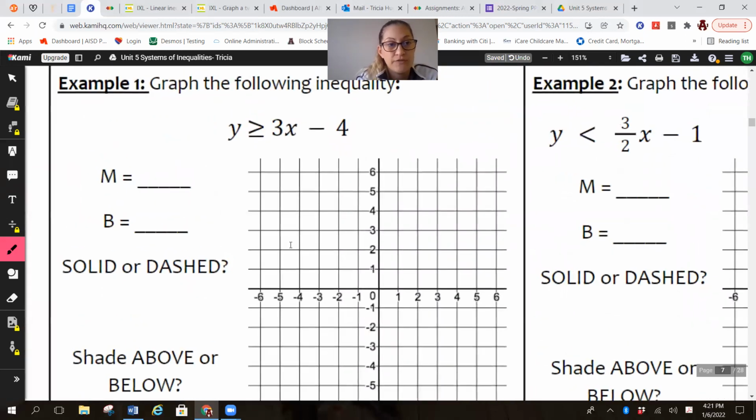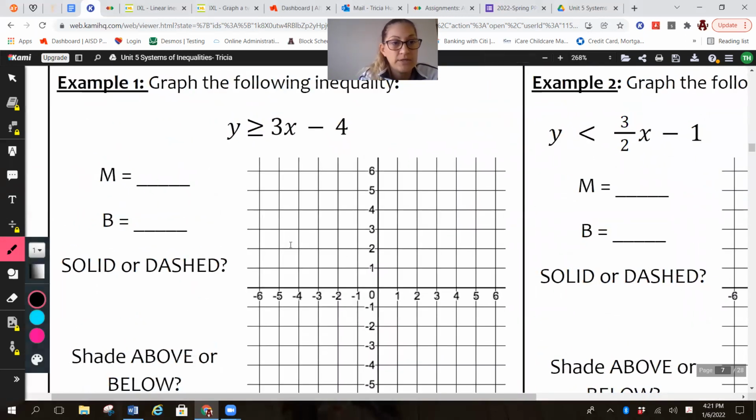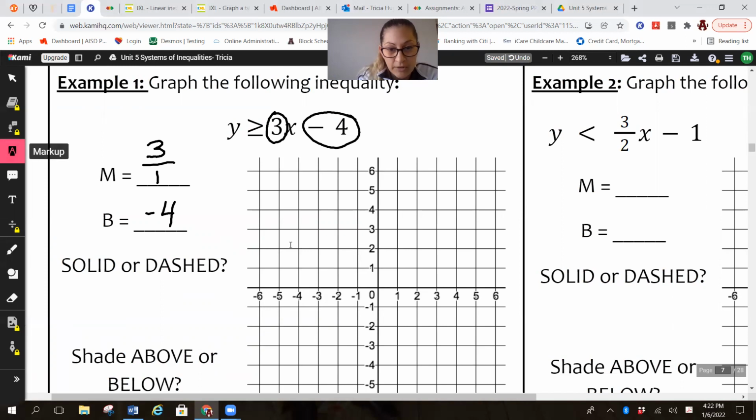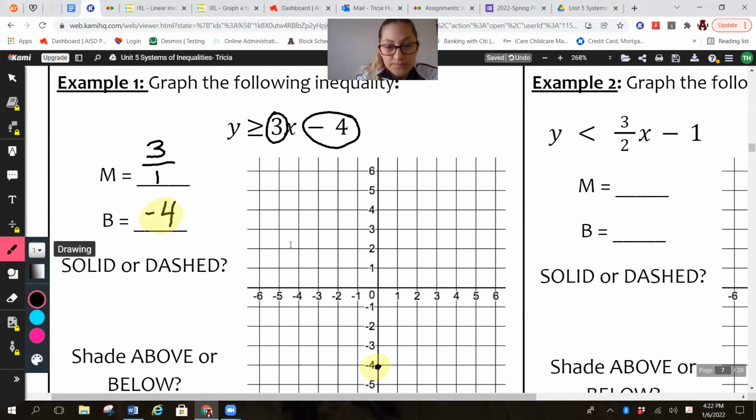All right. So the first thing we're going to do to graph a line is write down the m. In this case, it's 3, but I'm going to write the m as a fraction, 3/1. And write down the b. This is the b, -4. So I'm going to go to -4 because I know that the b is always highlighted yellow. And I'm going to go up 3 and over 1. Up 3 and over 1.